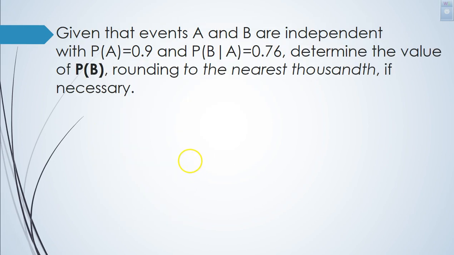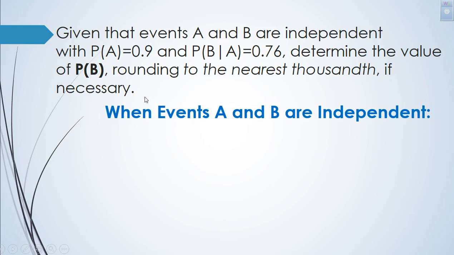Here's our next one. Given that events A and B are independent, again, with the probability of A being 0.9 and the probability of B given that A has occurred, determine the value of the probability of B rounding to the nearest thousandths, if necessary. Okay, so here we go. So events A and B are independent. This again is really important here.